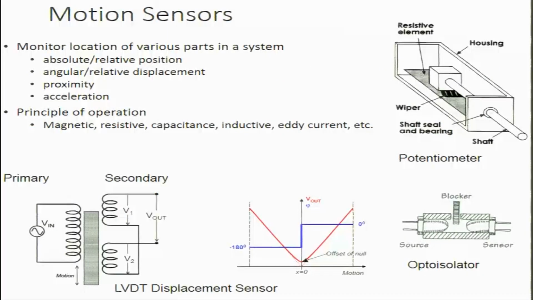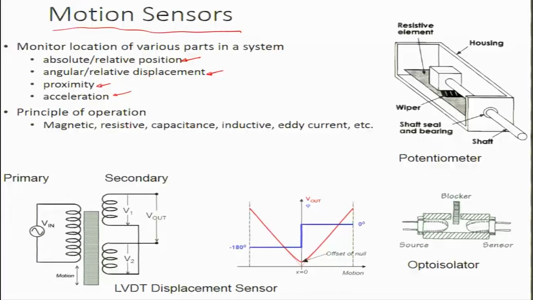Let's look at some of the interesting sensors which are very commonly available and used mostly in day-to-day life. The first example that comes to our mind is motion sensors. You must be quite aware of such sensors in almost all engineering systems which have relative motion between their components. Such a sensor would typically read the absolute or relative position, or the angular or relative displacement, or even the proximity or sometimes the acceleration of moving parts.